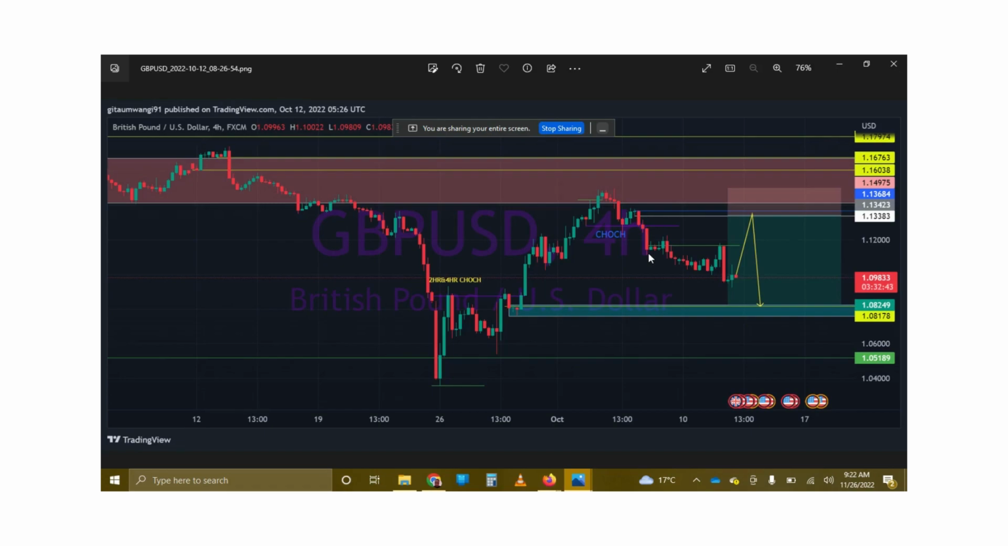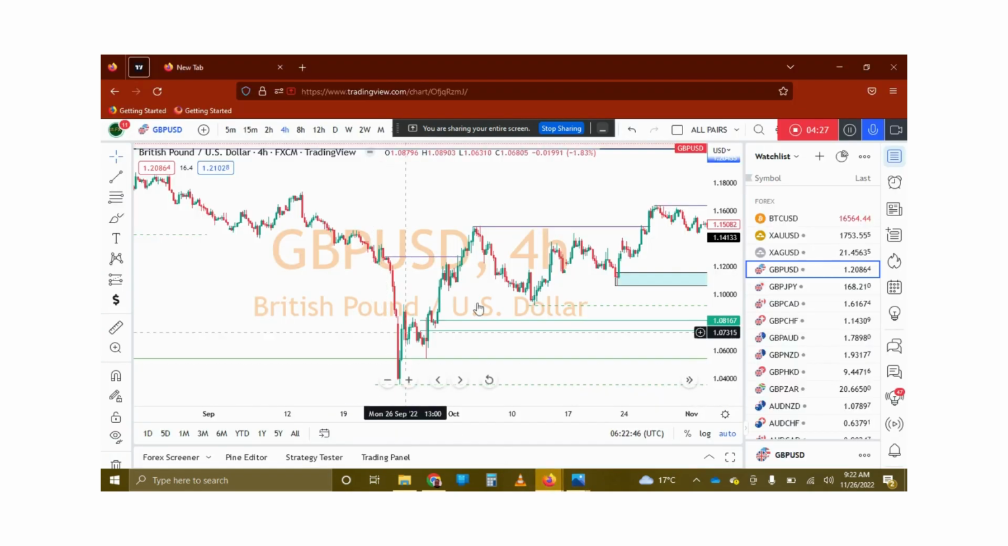So automatically I was looking for sell positions, and I sold at this region, 1.1342 or 1.1368. This is where I entered my sell position. Now the market progressed.